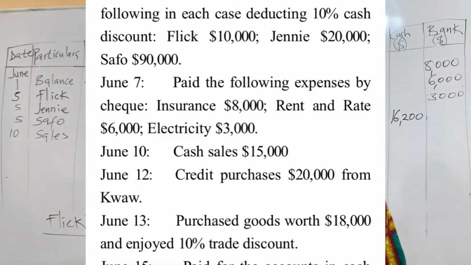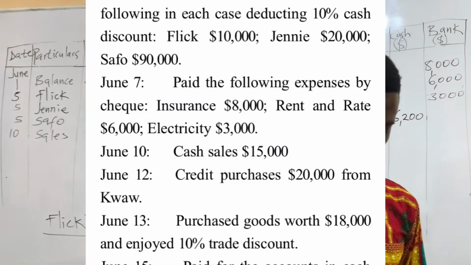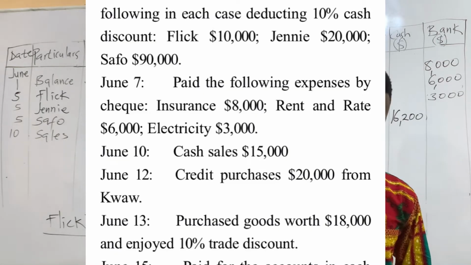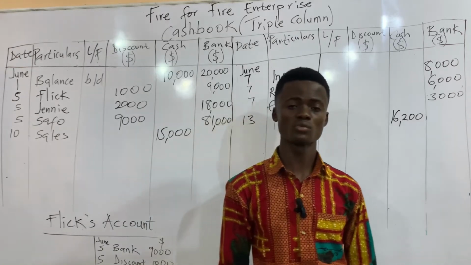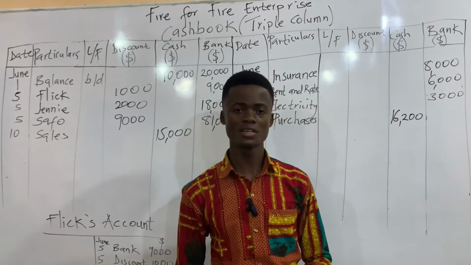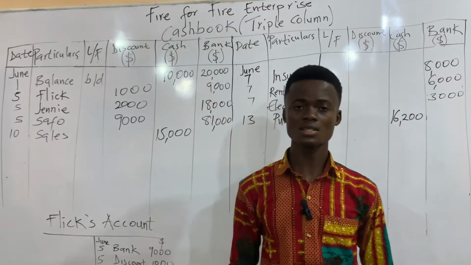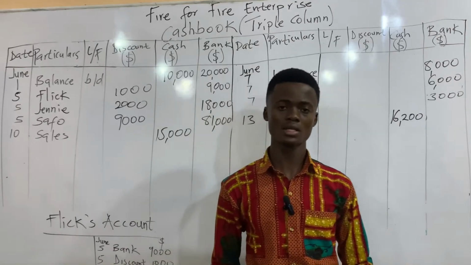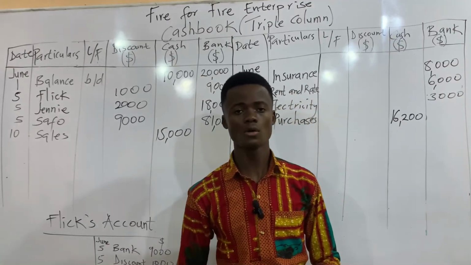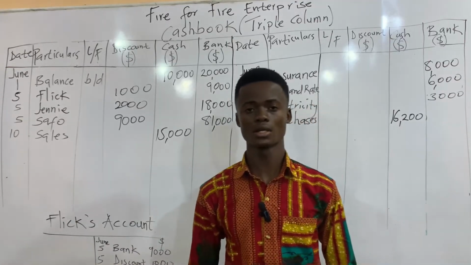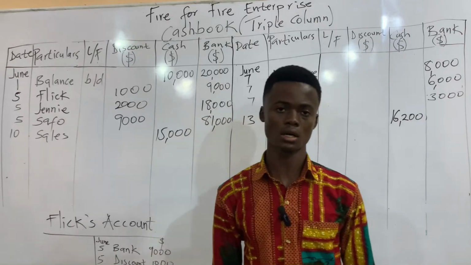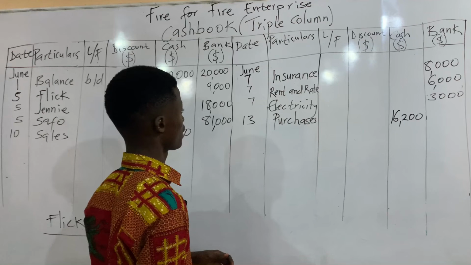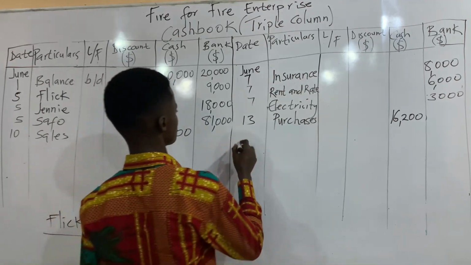So the next transaction also says that on June 15th, pay the following accounts, in each case deducting 5% cash discount. Sammy $2,000, County $3,000, and Cliff $5,000. So this transaction also means that we paid our suppliers and we received a discount of 5%. Since it is a payment, we need to look at the credit side of our cash book. Here too, the accounts involved are the suppliers accounts and then the source of payment. The source of payment here is our cash column or the cash account. So we look at the credit side of our cash book, and it took place on June 15th.